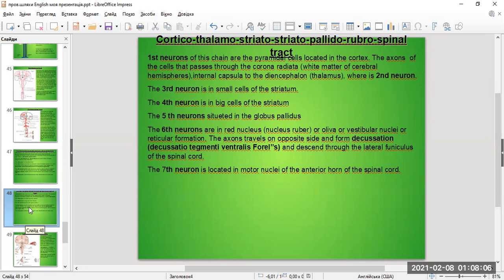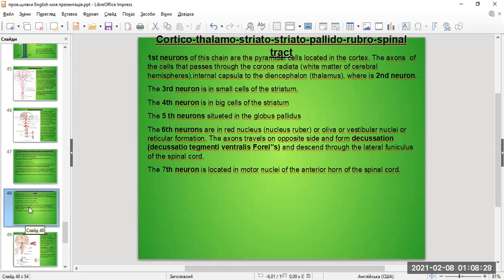The third neuron is in the small cells of the striatum. The fourth neuron is in the big cells of the striatum. The fifth neuron is situated in the globus pallidus. The sixth neurons are in the red nucleus, nucleus ruber, or olive, or vestibular nuclei, or reticular formation.